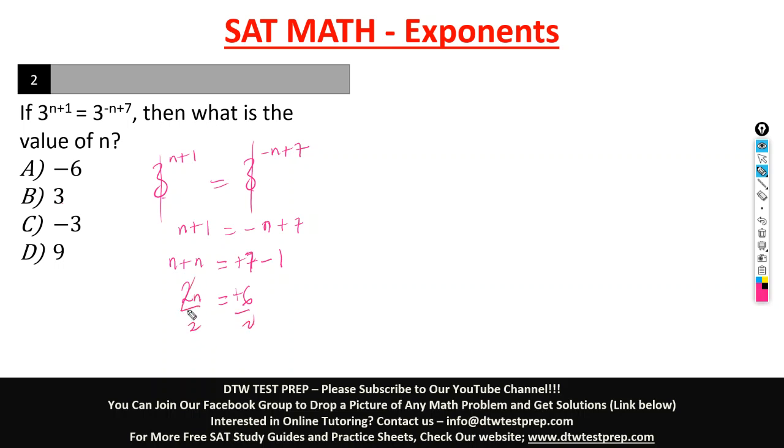So from here, we divide by 2. This cancels. We have n is equal to 6 divided by 2, which gives us 3. So our answer is 3, and the right option is option B.